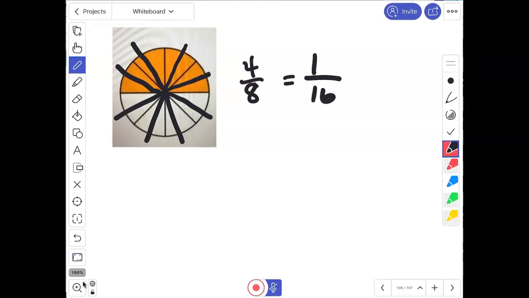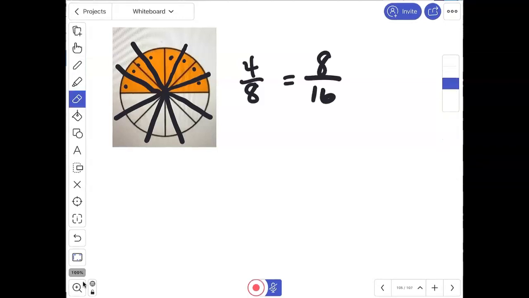Came up with 16. Oh, nope, not 16. Crazy. I came up with 8. 8 pieces are orange. 1, 2, 3, 4, 5, 6, 7, 8. I could do that same problem, though. I'm going to make this bigger.